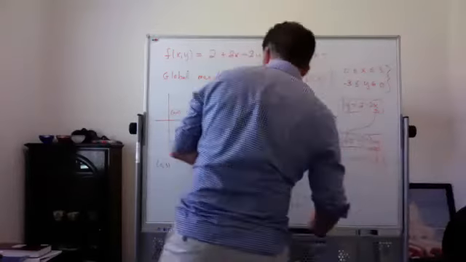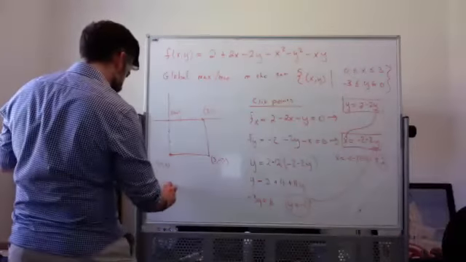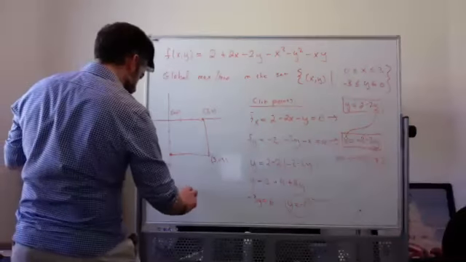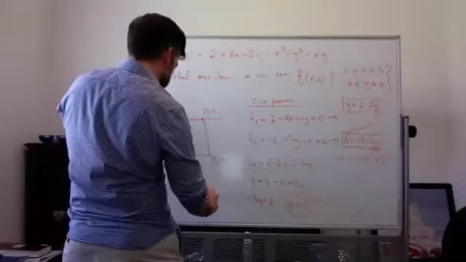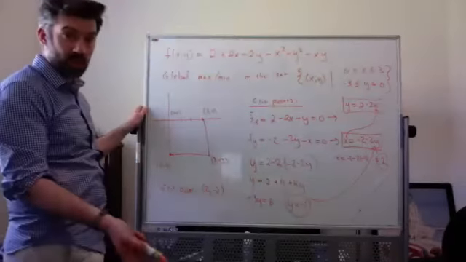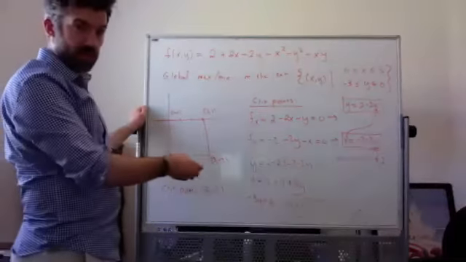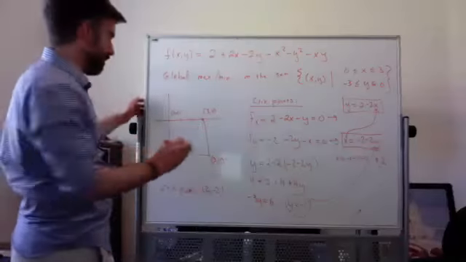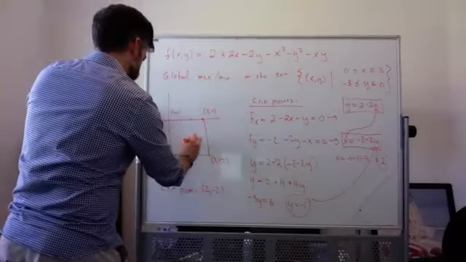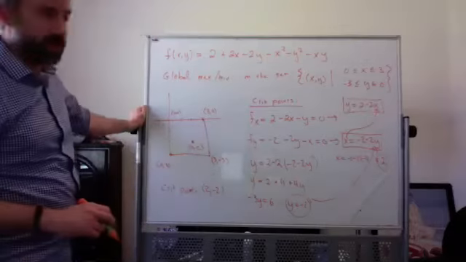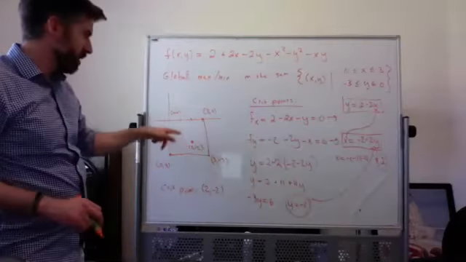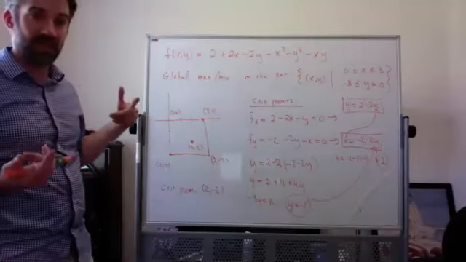So my critical point is 2, -2. And it does have to be in the region. If it's not in the region that we're looking at, it doesn't count. We don't bother with it. This one is, it's right there. So we have to test the corners, we have to test this point, and we also have to test any critical points on the edges.